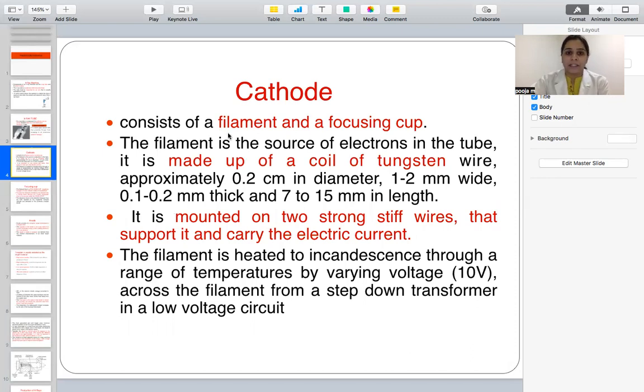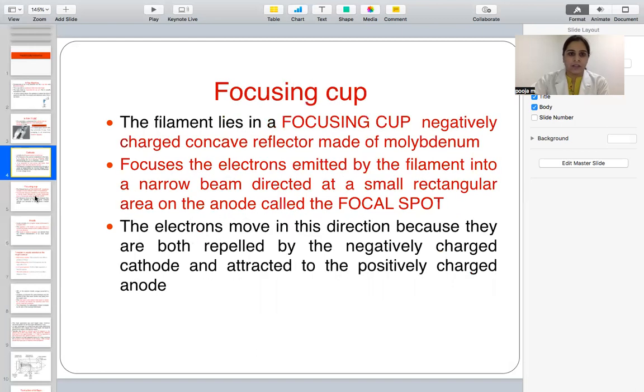This filament is held in position on both sides with the help of two stiff wires. These wires carry a current when your X-ray machine starts working. Through this current, the filament is heated to incandescence, and when it is heated, electrons are produced.